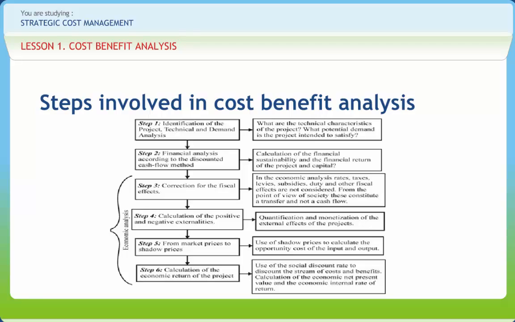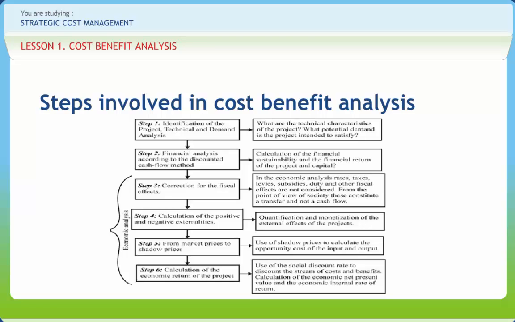Step 4 is calculation of the positive and negative externalities. In evaluating the convenience, the public operator also considers the externalities generated by the project. To assist in determining these impacts, tools such as environmental impact assessments and gender impact assessments can be conducted.